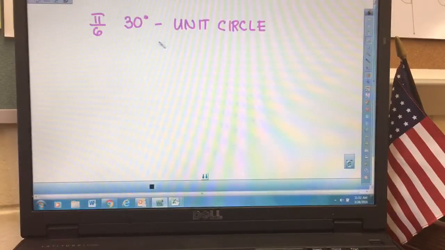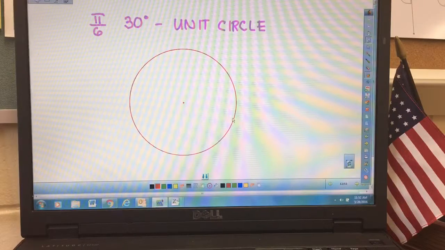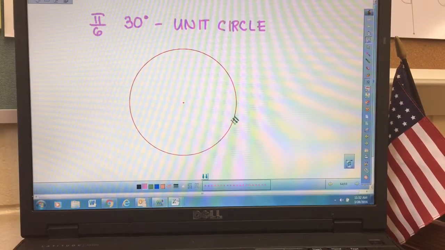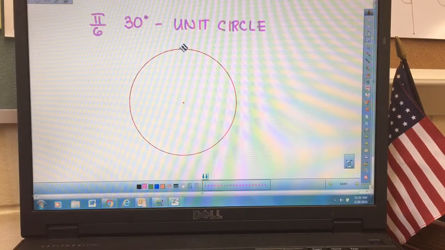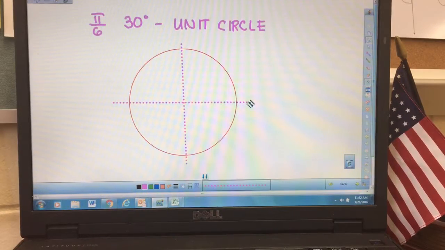First off, I need a circle, and I'm gonna write that. I'm gonna put that right here in the center. I'm gonna divide my circle into the two y and x axes. Right there and right there. Those are my x and y axes.